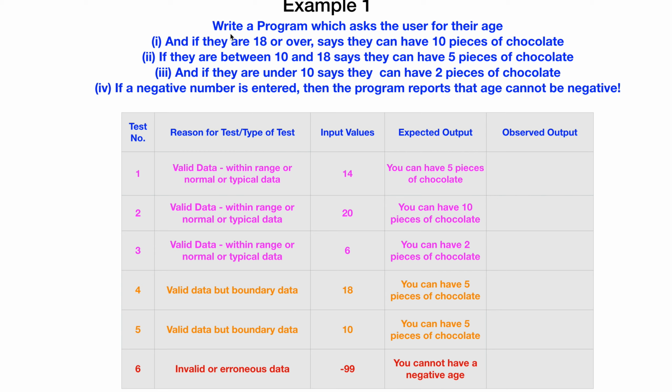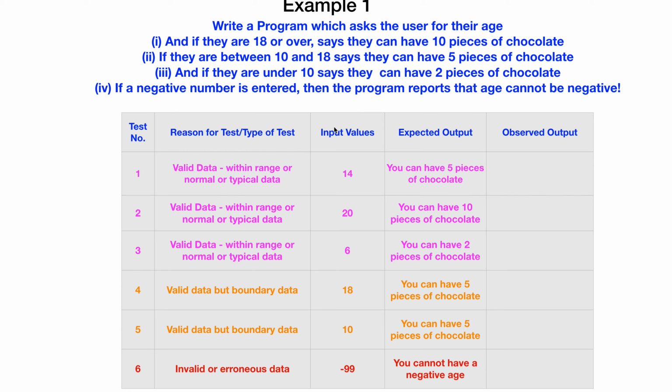Example 1. Write a program which asks the user for their age. One, if they are over 18, the program says they can have 10 pieces of chocolate. Two, if they are between 10 and 18, it says they can have 5 pieces of chocolate. And three, if they are under 10, it says they can have 2 pieces of chocolate. Now, if a negative number is entered, the program reports the age cannot be negative.